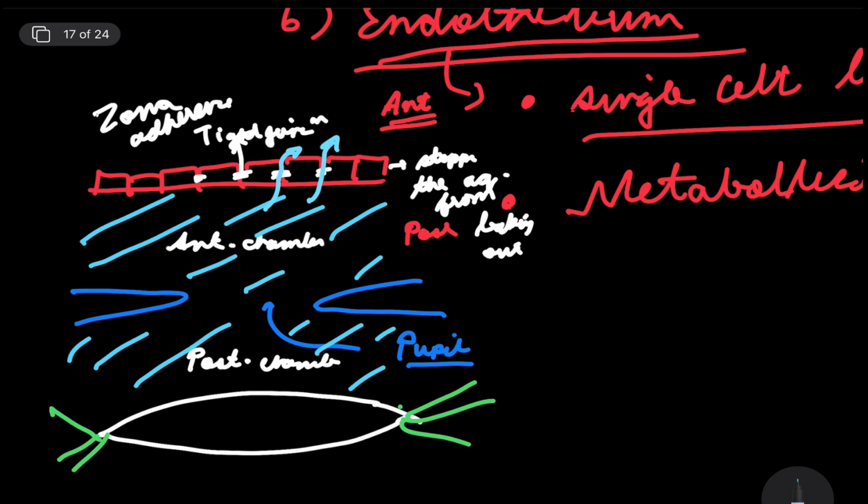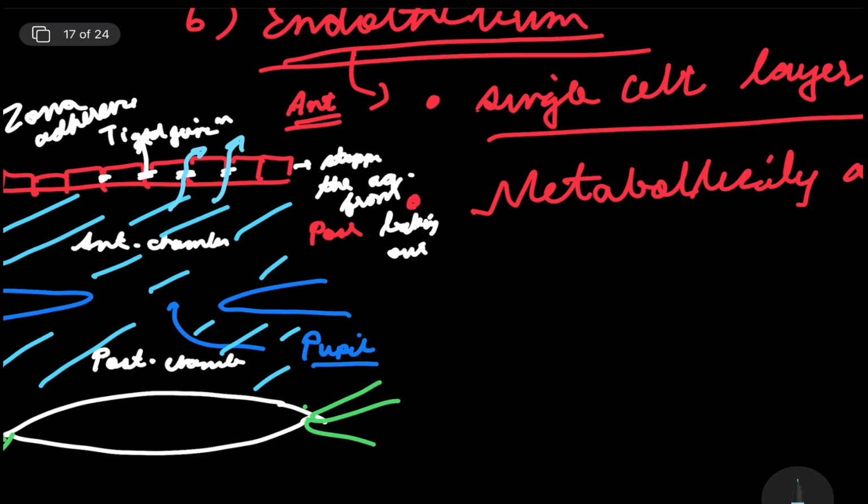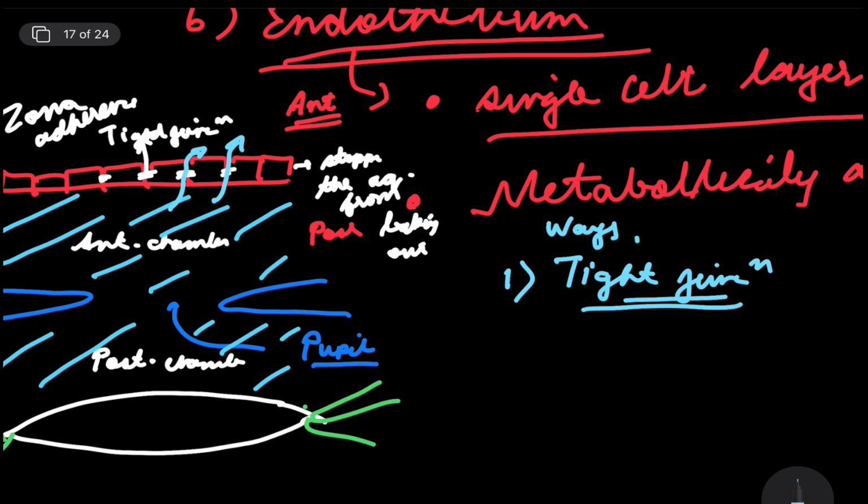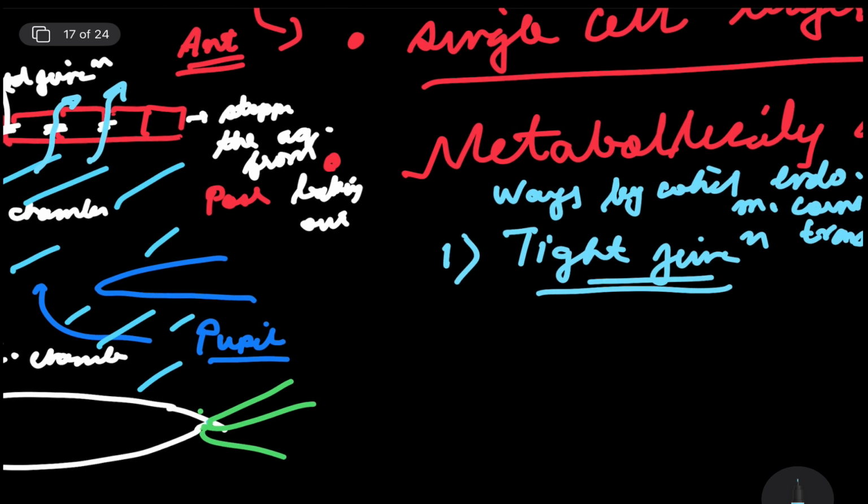However, this is not the only way that endothelial cells maintain corneal transparency. What is the other way? So the first way, and this is how we move on to another topic, which is corneal transparency. Let me just mention these two points over here. The first way that we have already talked about is tight junctions. We are discussing the ways by which endothelium maintains corneal transparency. First is by tight junctions, by zona adherens.